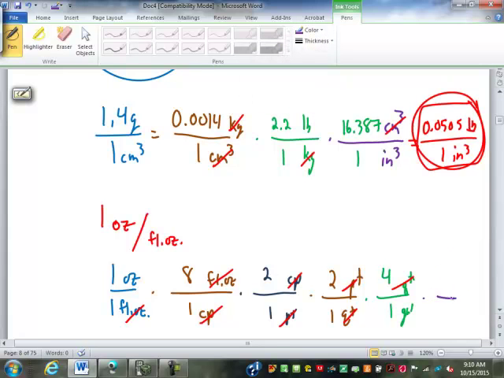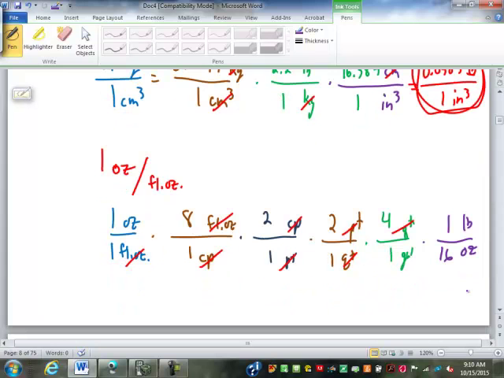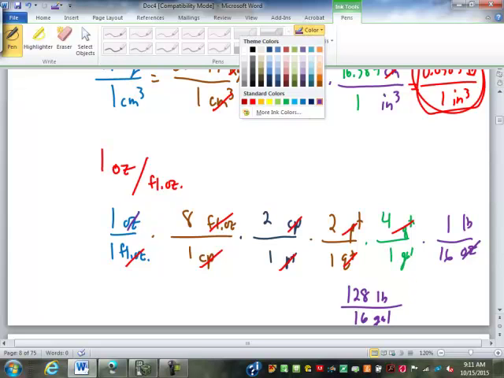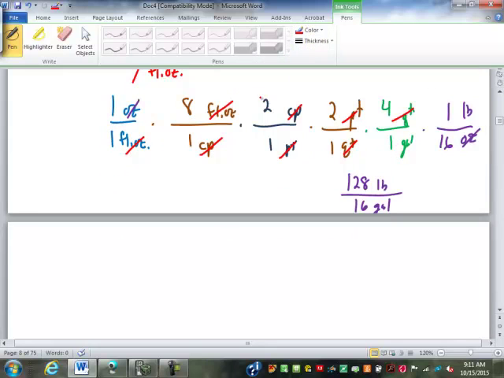Now we gotta get rid of the ounces. We're gonna put ounces on bottom, pounds on top. 1 pound is 16 ounces. So if I multiply this out, of course the ounces are gone. 1 times 8 is 8, times 2 is 16, times 2 is 32, times 4 is 128. That is pounds over 1, well, times 16, so that's 16 gallons. Yeah, 128 pounds per 16 gallons. I'm going to divide that out just to shorten things up a little bit. 128 divided by 16 is 8 pounds per gallon for water.